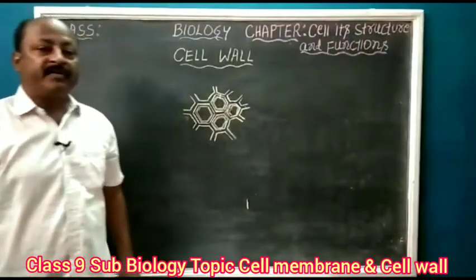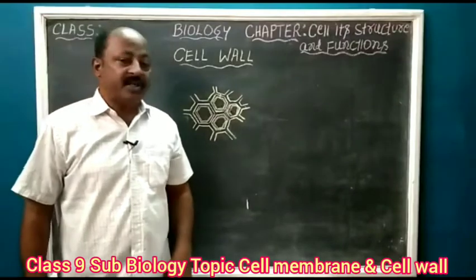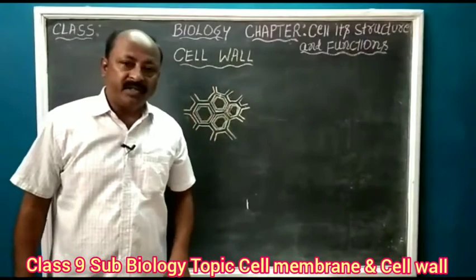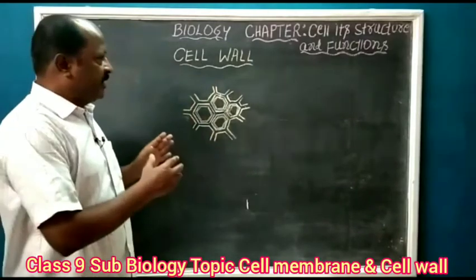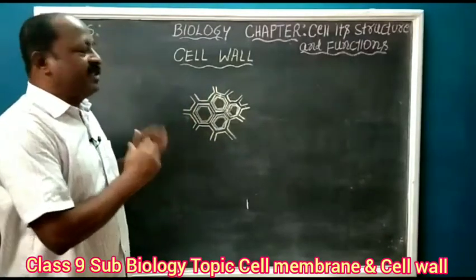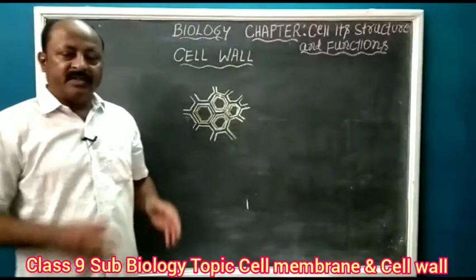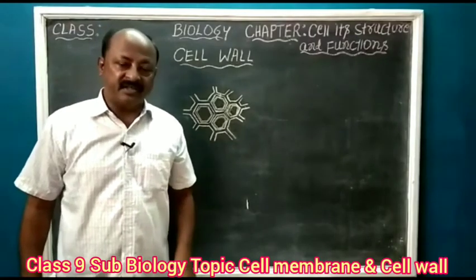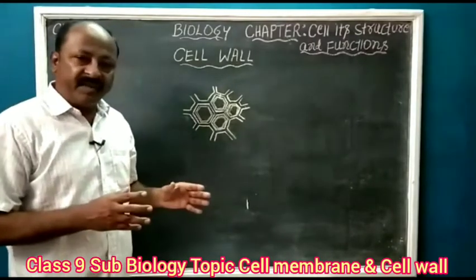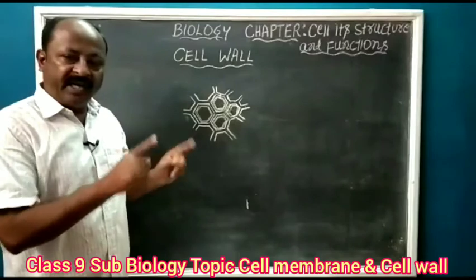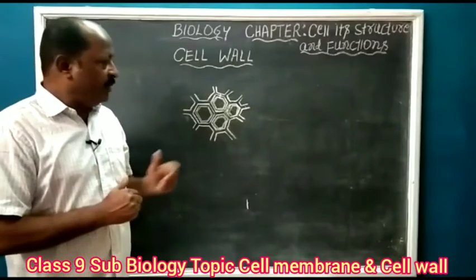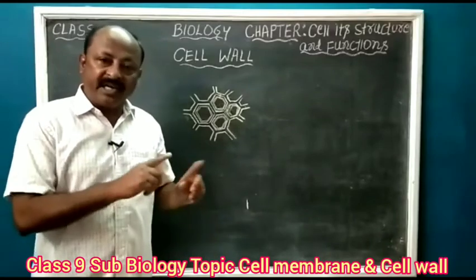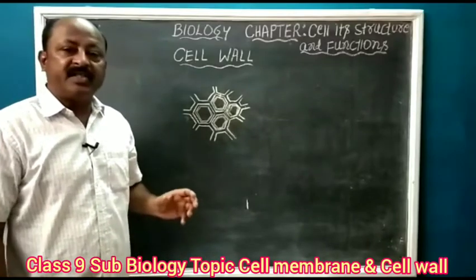So, the next topic in our lesson, cell, its structure and functions, is cell wall. Earlier we have studied about cell membrane. Now let us study and understand about the cell wall. Cell wall is a unique feature present in the plant cells. In the animal cells we have seen that the outer layer was cell membrane, but in the case of the plant cells there is an extra layer outside the cell membrane, that is the cell wall.